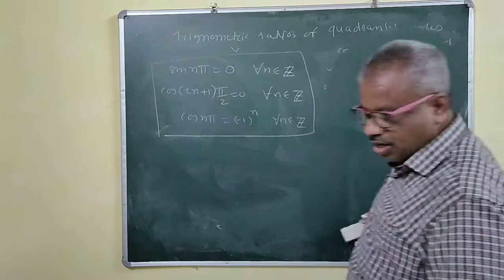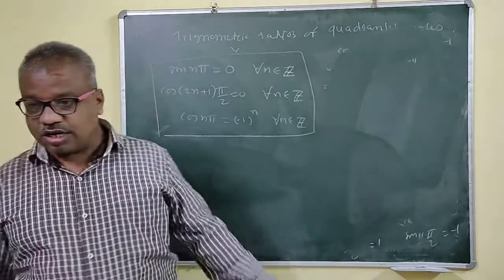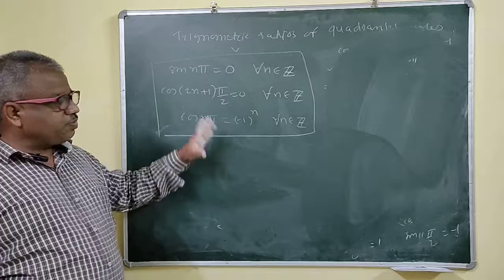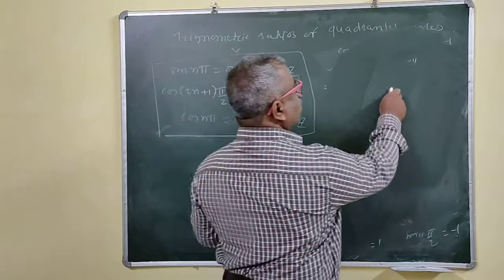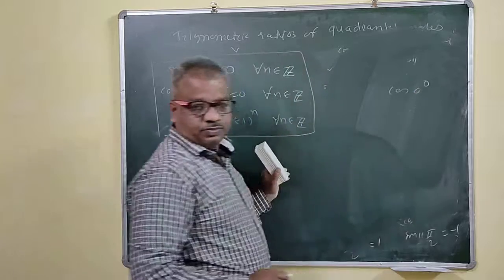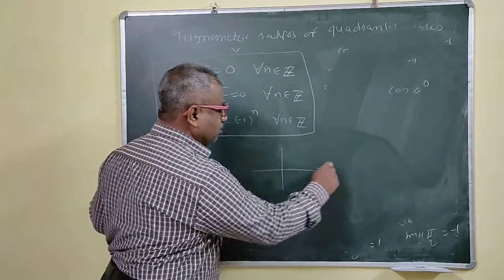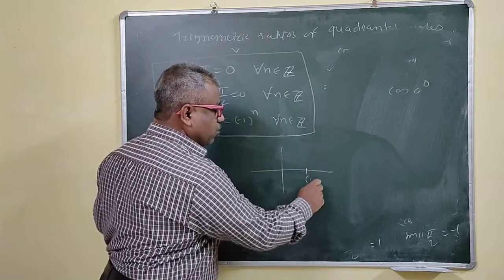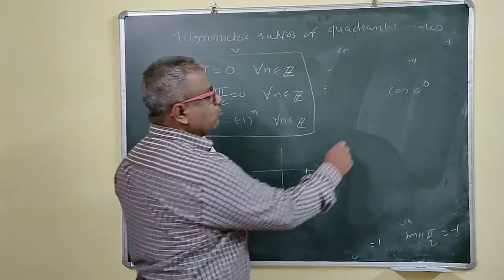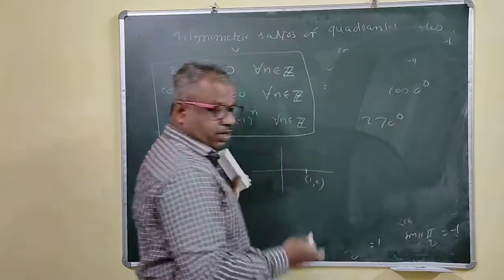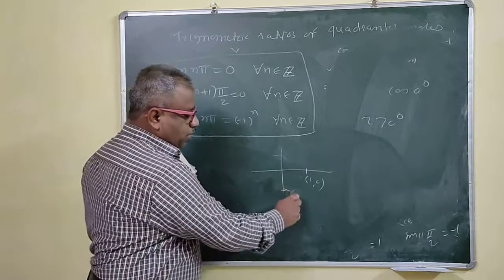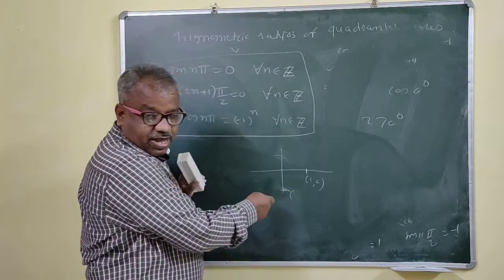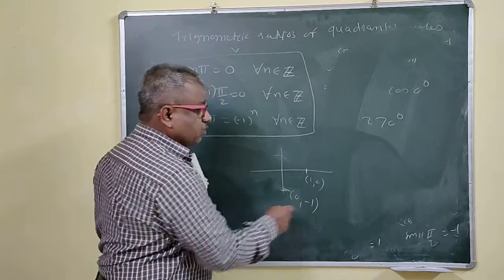Okay, so I hope that you understand this, how to find the trigonometric ratio of the quadrantal angle. It is very easy. If you don't remember this, suppose you want cos 0 degree. Where is 0 degree? This point is (1, 0). Suppose you want the trigonometric ratios of 270 degree and you forget the values. Where is 270 degree? Here. It is on the negative axis. This point is (0, -1).